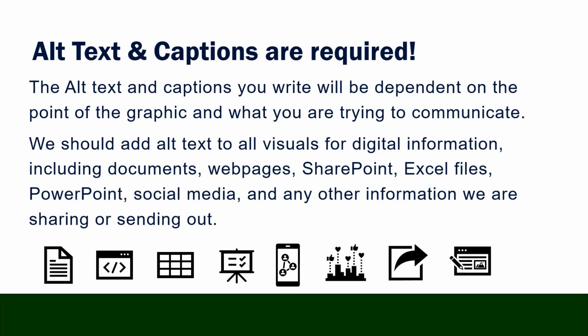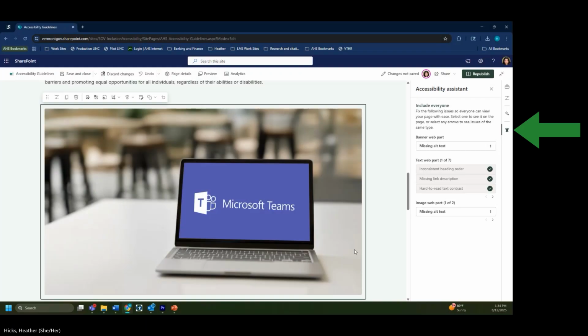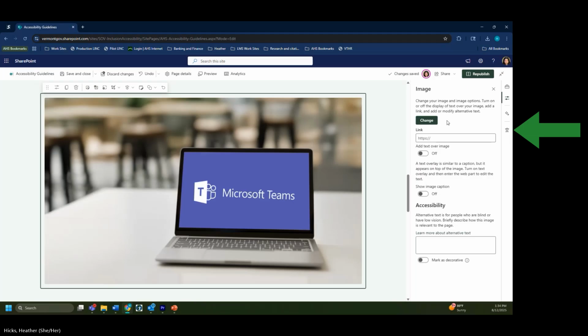The alt text and captions you write will be dependent on the point of the graphic and what you are trying to communicate. We should add alt text to all visuals for digital information, including documents, web pages, SharePoint, Excel files, PowerPoint, social media, and any other information we are sharing or sending out. For Microsoft programs, you can right-click on an image or use the accessibility checker to confirm images have alt text. Note that auto-generated alt text is rarely accurate.